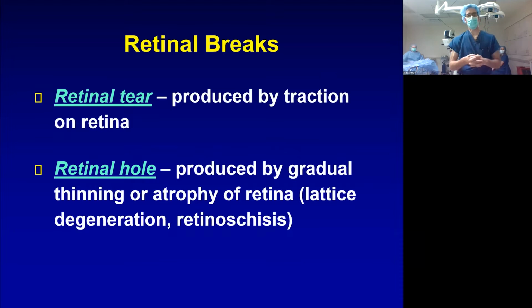So what's a retinal break? Well, there are two main types. There's a retinal tear produced by traction on the retina from a vitreous separation. Most commonly with aging, the vitreous contracts and snaps free, creating a vitreous separation or vitreous detachment. That vitreous detachment then tears the retina.